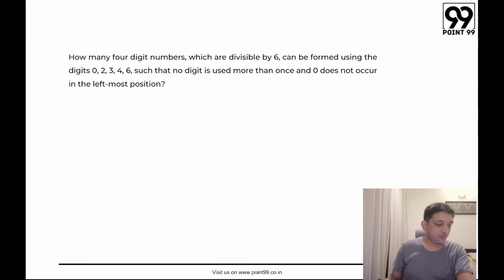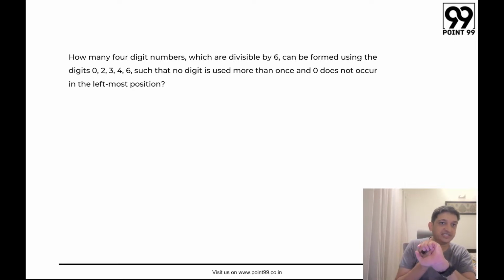Okay. So for the benefit of those of you who are done with this one, we'll go to the next one. How many 4-digit numbers which are divisible by 6 that can be formed using the digits 0, 2, 3, 4, 6, and no digit should be used more than once, and 0 does not occur in the leftmost position. That is the point of this.